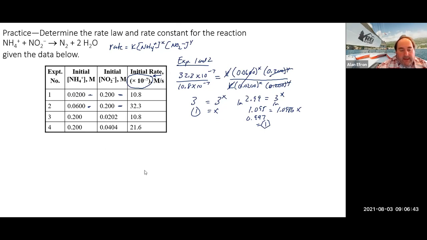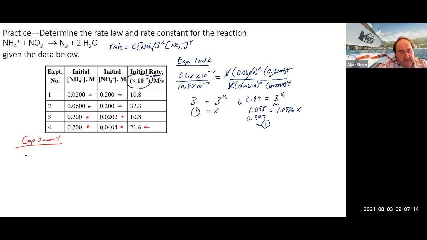All right, so if we did that, we now want to vary the NO2 minus, but we do want to keep the NH4 plus constant. Just looking down the NH4 plus column, it looks like experiments 3 and 4 keep that one constant, and that obviously varies our NO2 minus. Using the same approach here, we see number 4 is the larger rate, so we'll go with that up on top.